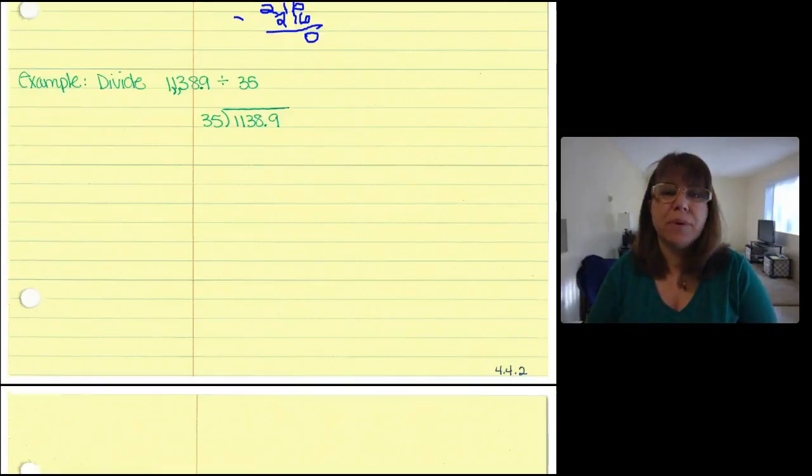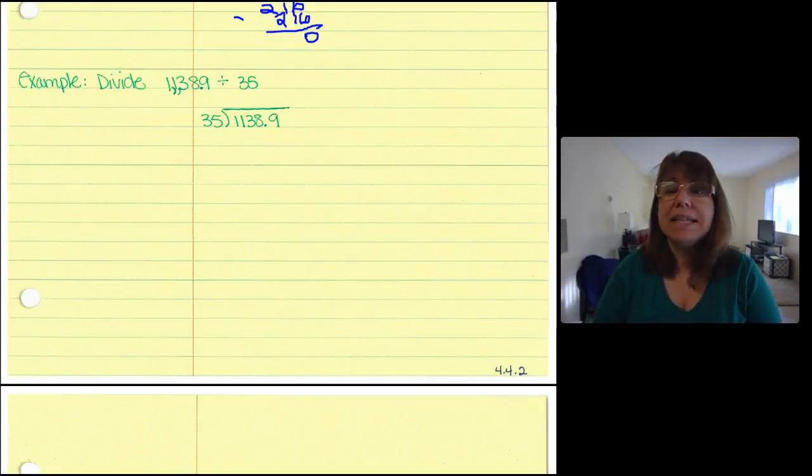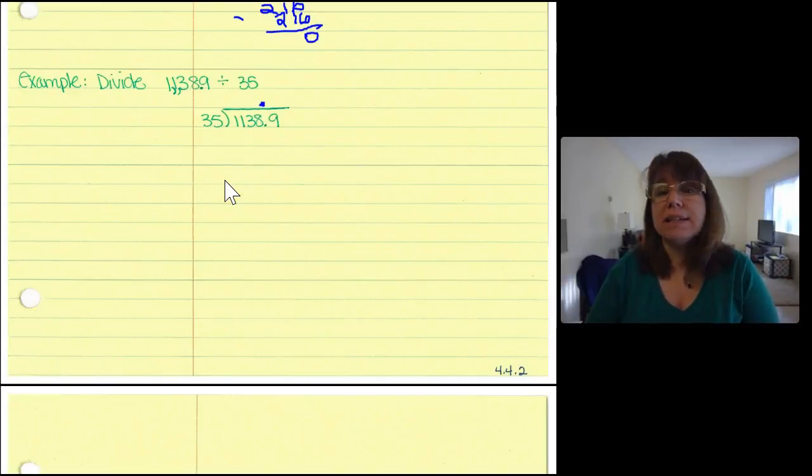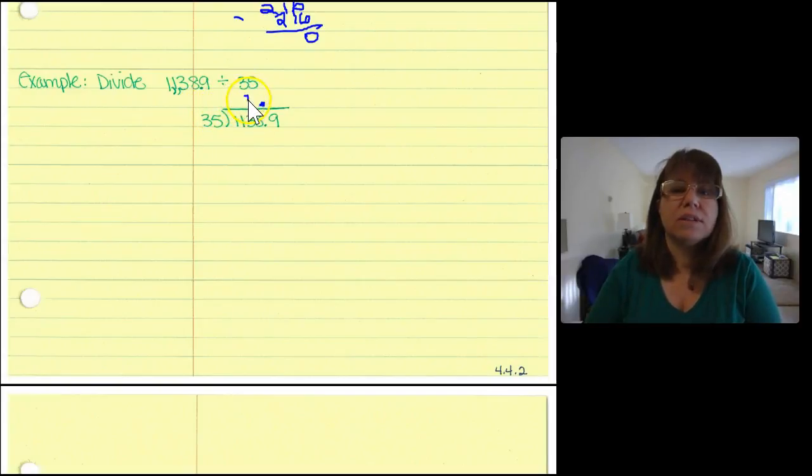Let's try one more example. 35 into 1,139 and 9/10. Okay, first step, I place my decimal where it needs to be. And then I start my division process for long division like I normally would. 35 goes into 1. It doesn't go into 11, so I have to do the 113. Well, let's try 3. 35 times 3. Well, 3 times 5 is 15. Carry the 1. That looks like it works.